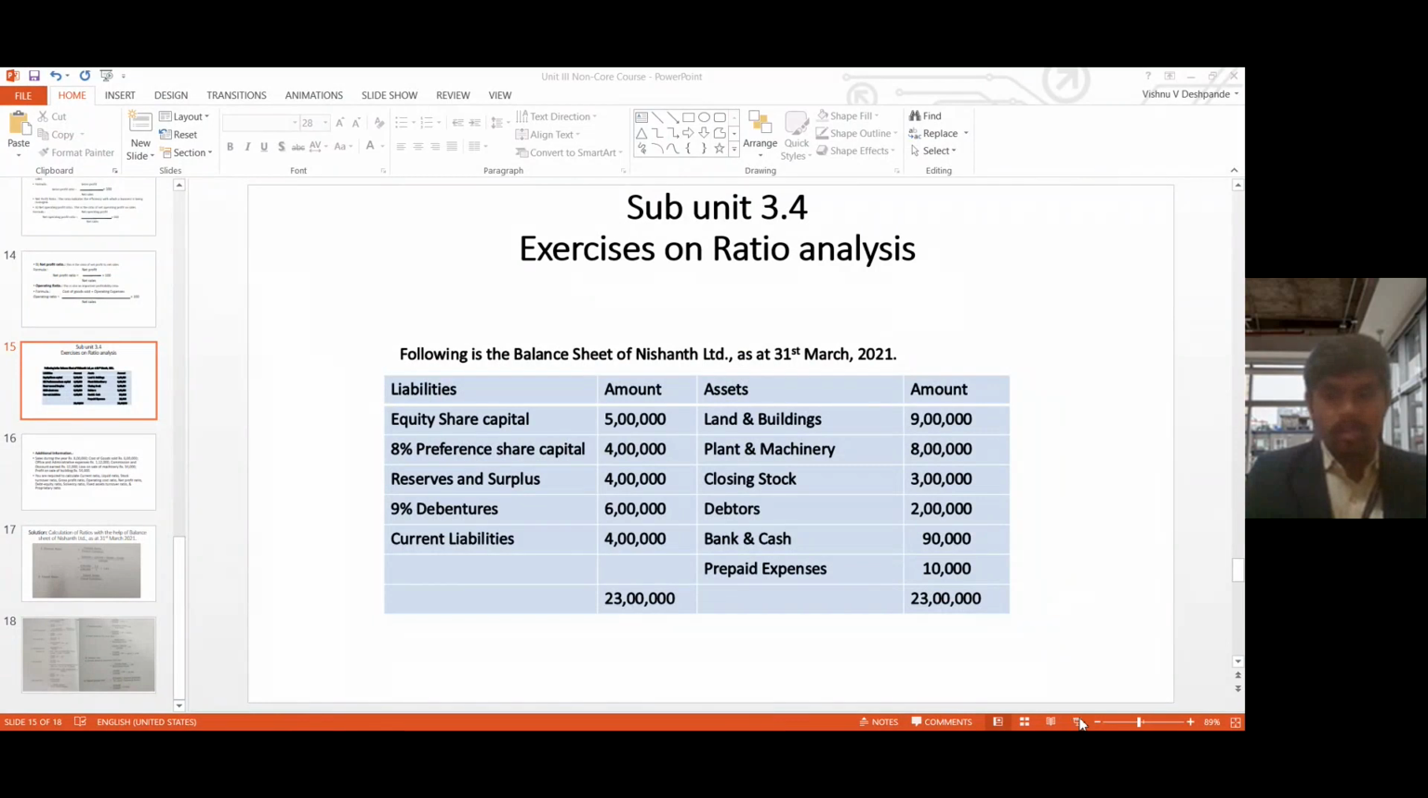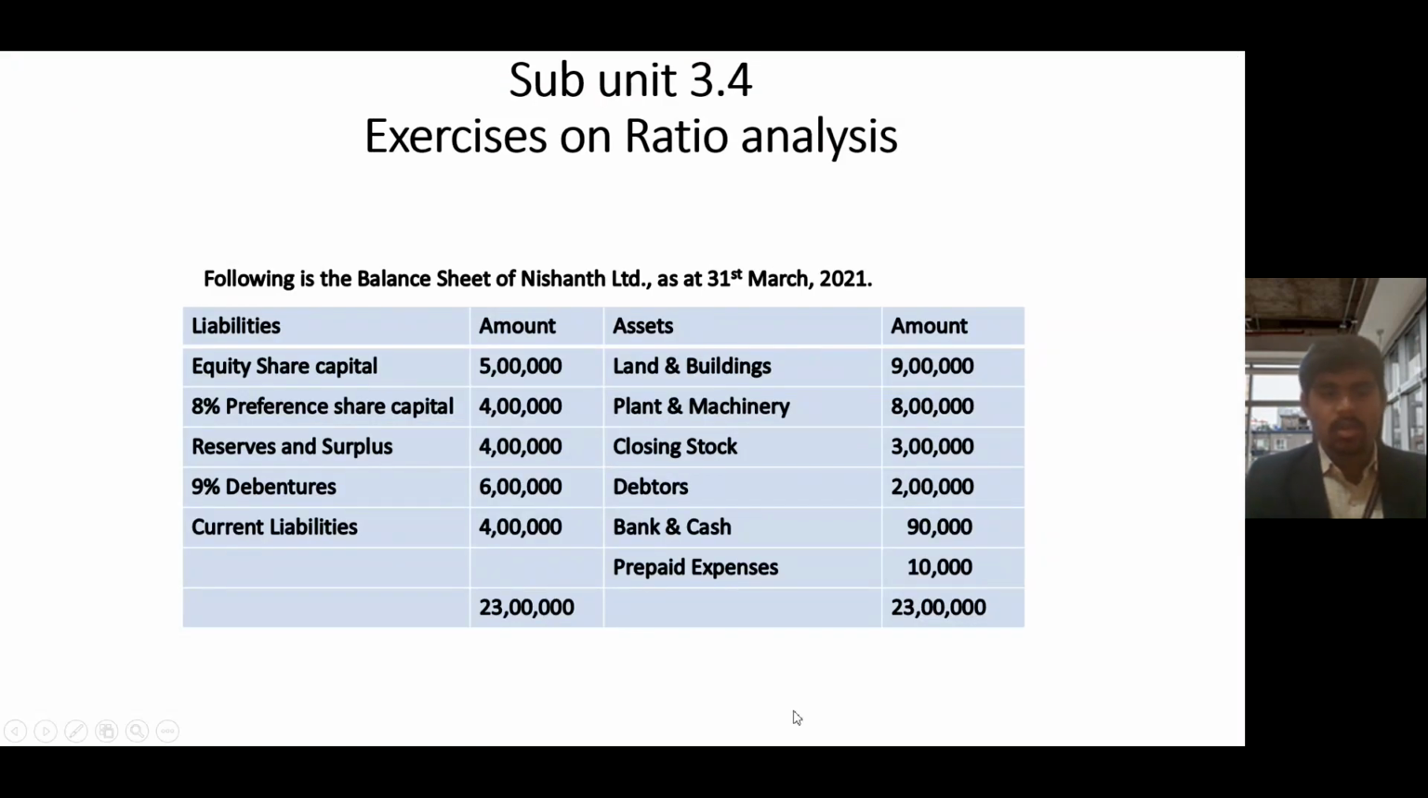So subunit 3.4 tells us about exercises on ratio analysis. We are practicing on subunit 3.4, exercises on ratio analysis. Here I have pasted one balance sheet, of Nishant Limited, given as at 31st March 2021.